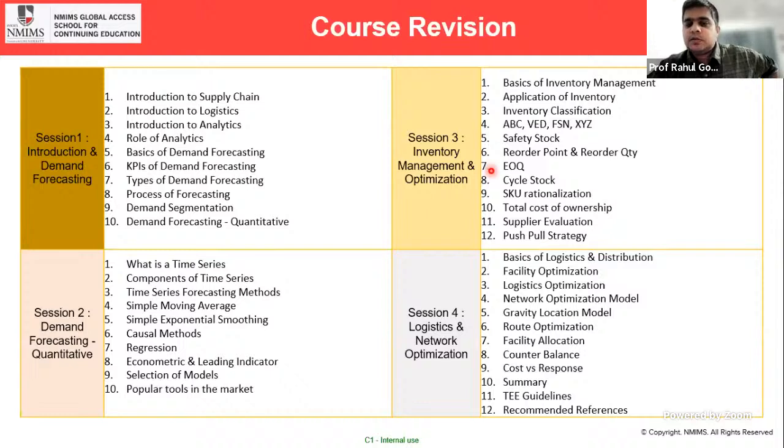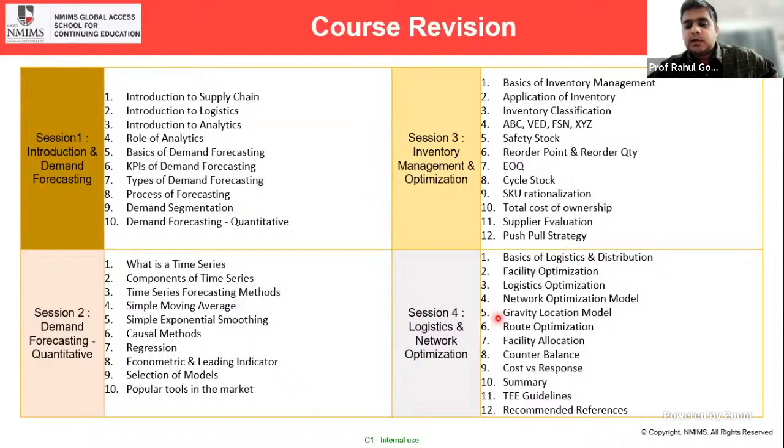Between session 3 and session 4, we understood the basics of inventory management, application of inventory classification, and how do we calculate safety stock, reorder point, reorder quantity, EOQ, safety cycle stock, SKU rationalization, total cost of ownership, an example of supplier evaluation, and push and pull strategy.